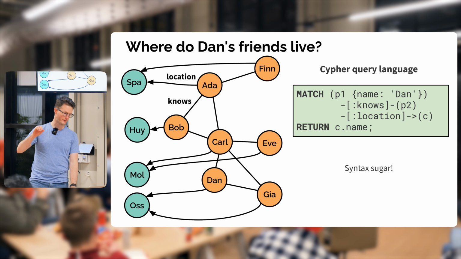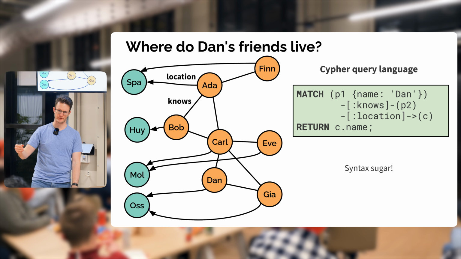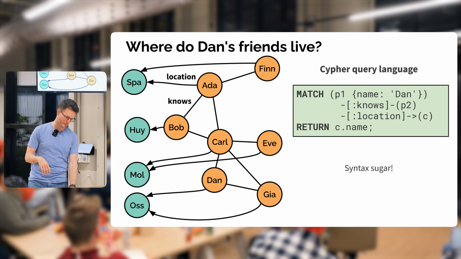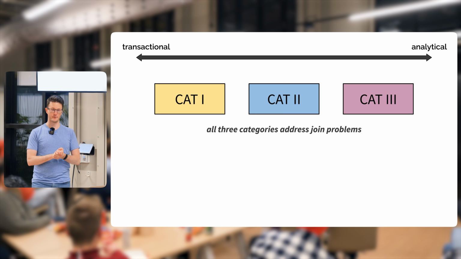So that's one thing where graph databases are better and more elegant than relational databases. But obviously, just because of this syntax sugar, you wouldn't throw away your Postgres and existing relational databases. So there are other reasons.